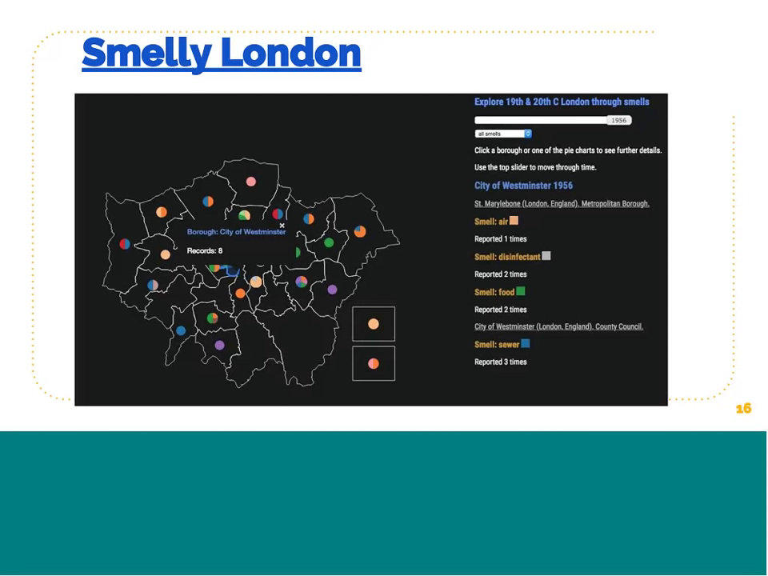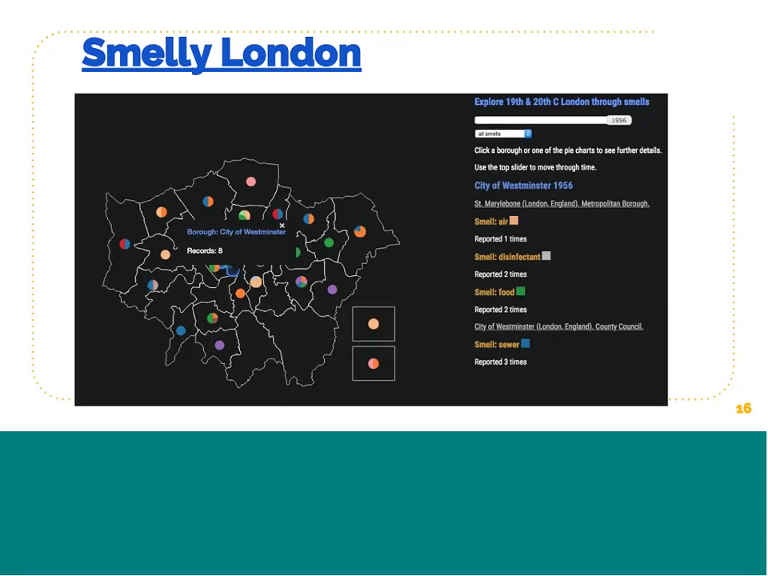The process in this case involved text mining, which is to say using programming to isolate the parts of these reports that mention various smells like air, disinfectant, food, sewer, etc., and connecting that information to info that linked each smell with the particular London boroughs that it was smelled in and the year that it was smelled.